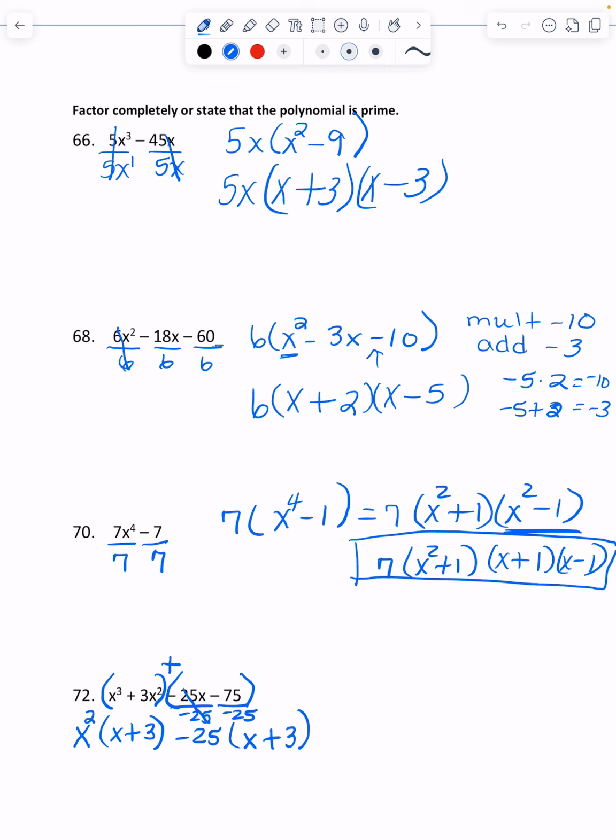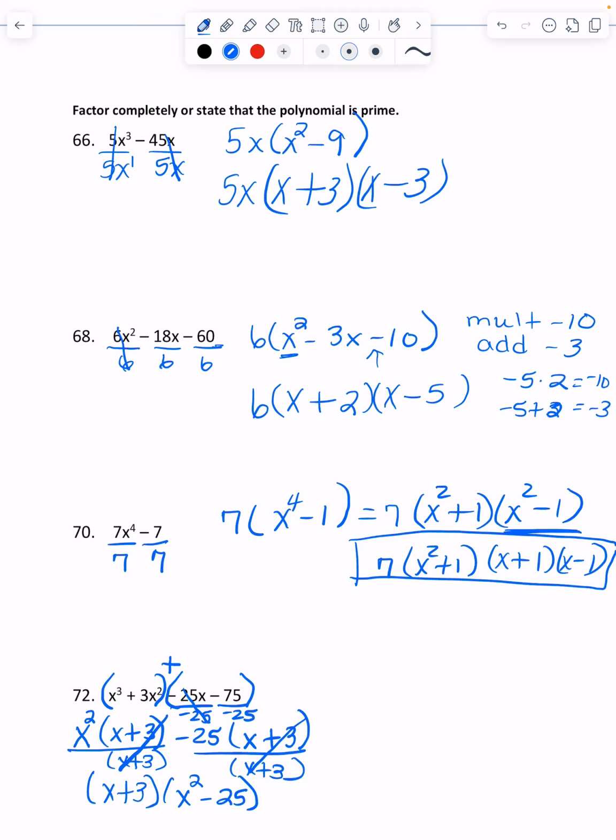Remember, with the grouping, I want to have left the same thing inside those binomials, which I do. So I'm going to refactor that out. If I divide the first term by x plus 3, and I divide the second term by x plus 3, then these cancel out, and I get x squared minus 25.